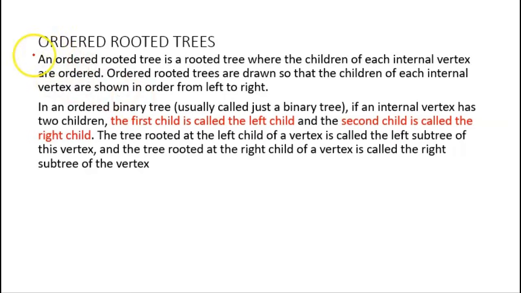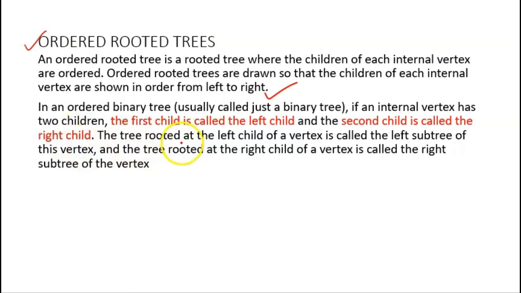Now the next thing that we are going to talk about is the ordered rooted tree, and it is not very difficult to understand. So just quickly go through it. An ordered rooted tree is a rooted tree where the children of each internal vertex are ordered. Ordered rooted trees are drawn so that the children of each internal vertex are shown in order from left to right. In an ordered binary tree, usually just called a binary tree, if an internal vertex has two children, the first child is called the left child and the second child is called the right child.